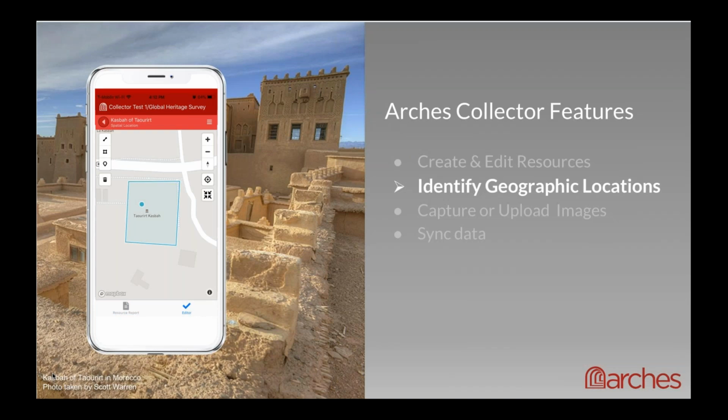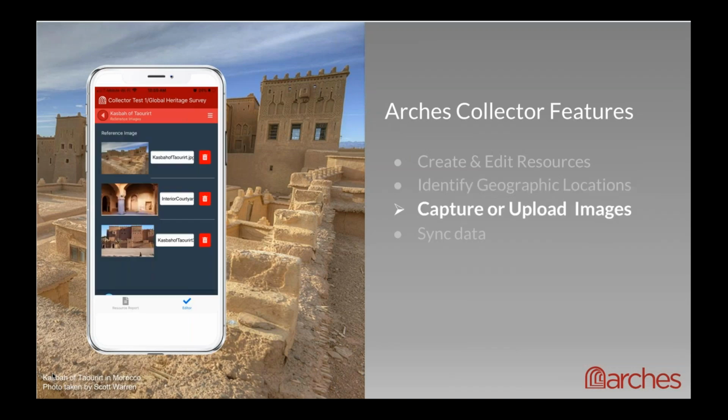Similar to the ARCHES platform, ARCHES Collector has geospatial capabilities. To identify geographic locations, you can pinpoint locations on the map, draw a polygon of an area or building. And one note that I wanted to mention, offline maps are an option for when you are working in an offline environment. One thing to consider is that offline maps should be downloaded when you are connected to a Wi-Fi or network and before you start work in the field in offline mode.